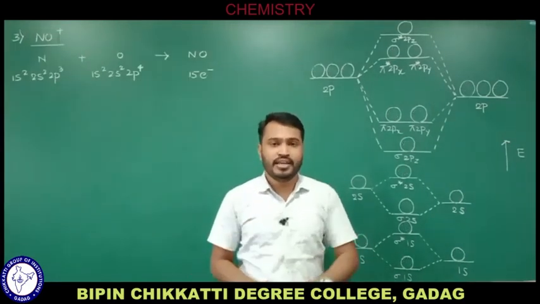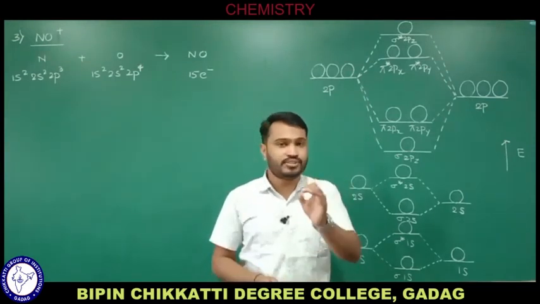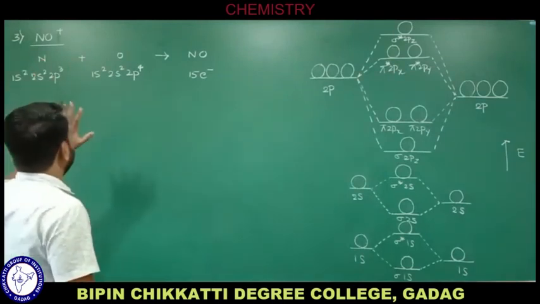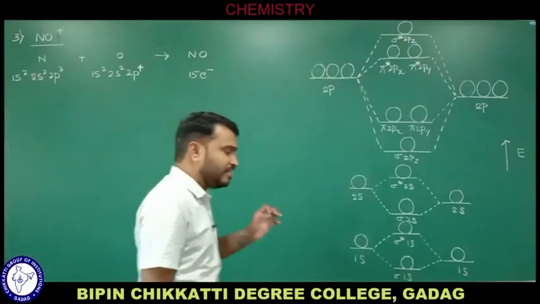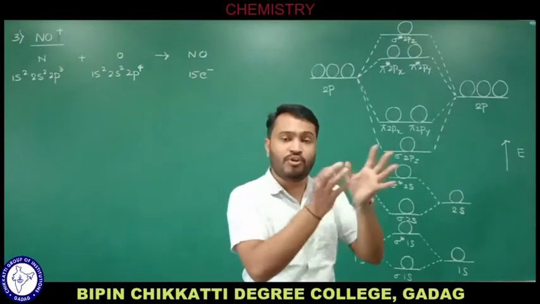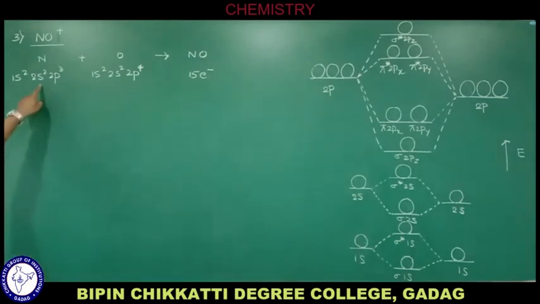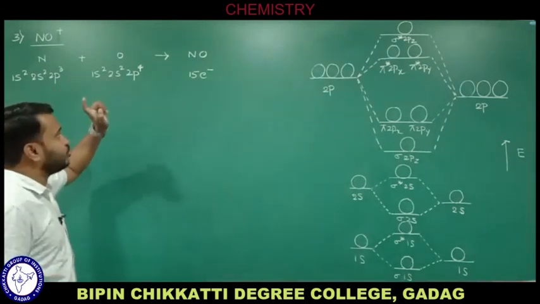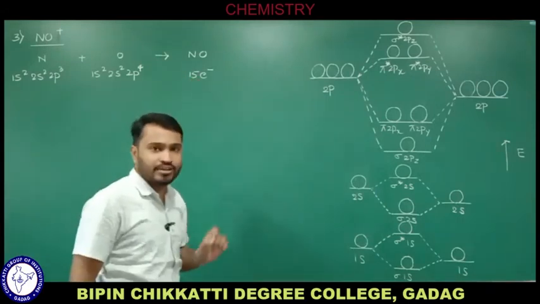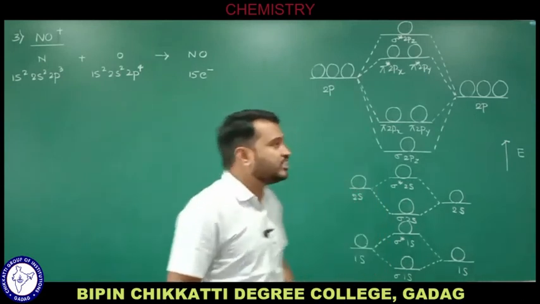Example number 3 is an ion, NO plus, the nitrosyl ion. So we have nitrogen and oxygen, but we have a plus charge over there. That indicates one electron has been lost from a molecule of NO. As we know, in case of nitrogen we have 7 electrons, in case of oxygen we have 8 electrons. Totally the nitrogen monoxide NO molecule contains 15 electrons. But we don't have NO, we have NO plus. One electron has been lost.